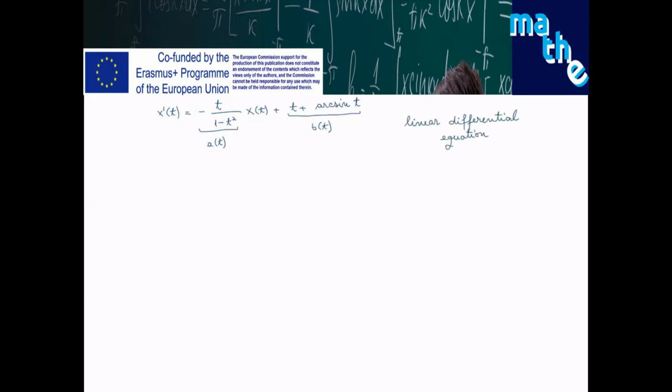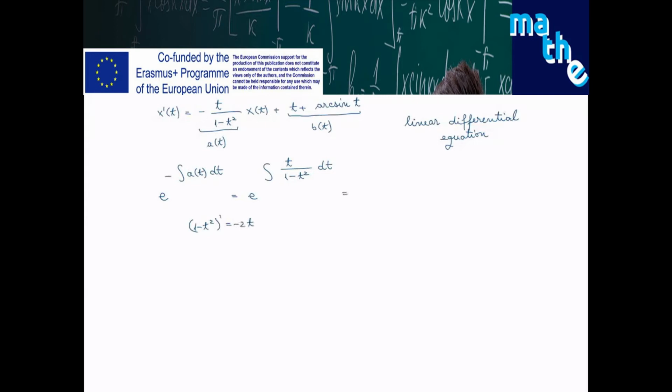So the easiest method to solve it is to calculate the integrating factor. We must compute the exponential of minus the integral of a(t) with respect to t, which is the exponential of the integral of t over 1 minus t squared with respect to t. But we remark that the derivative of 1 minus t squared is minus 2t.